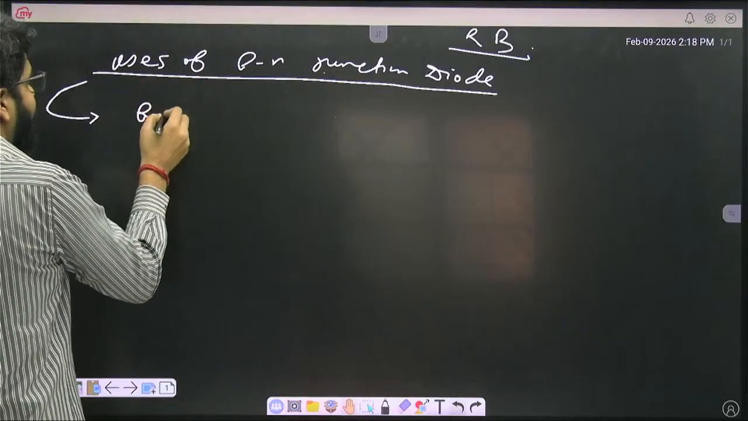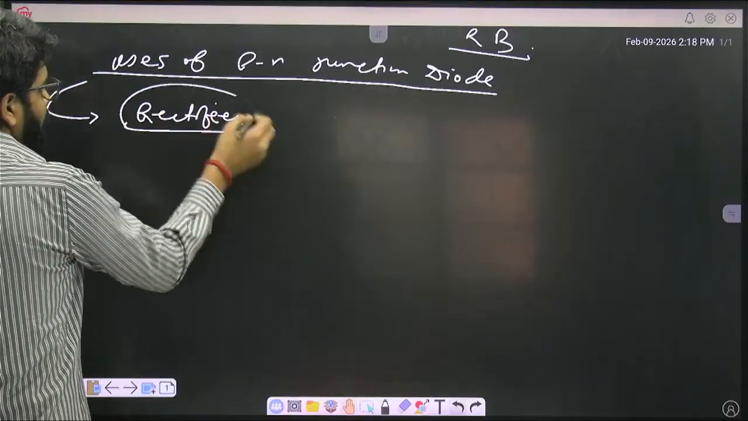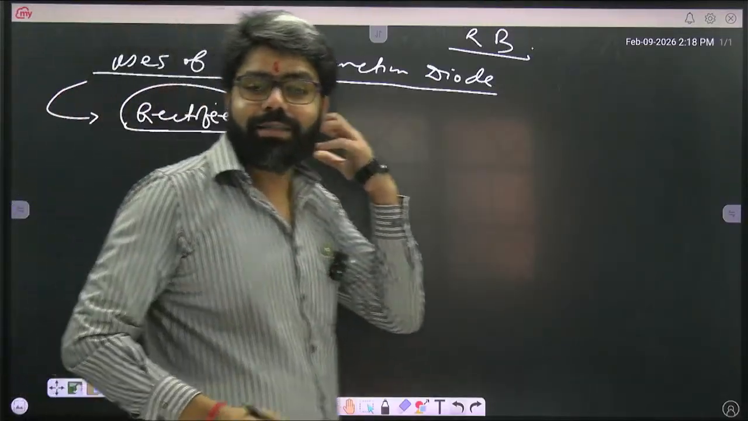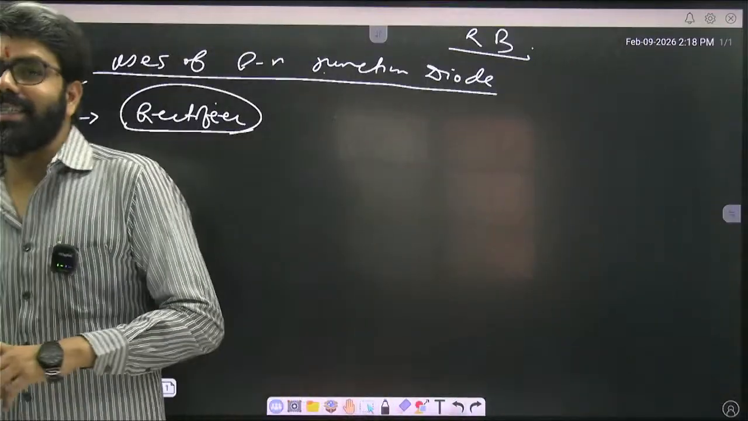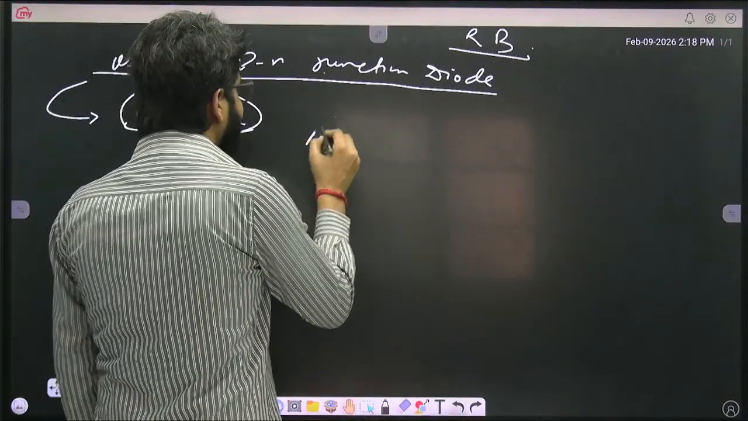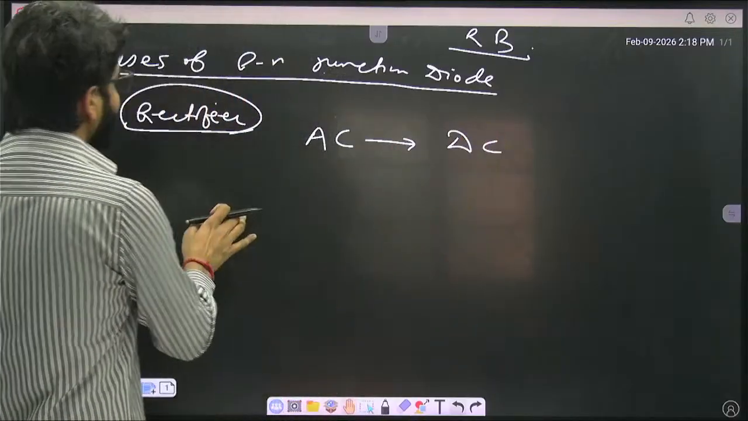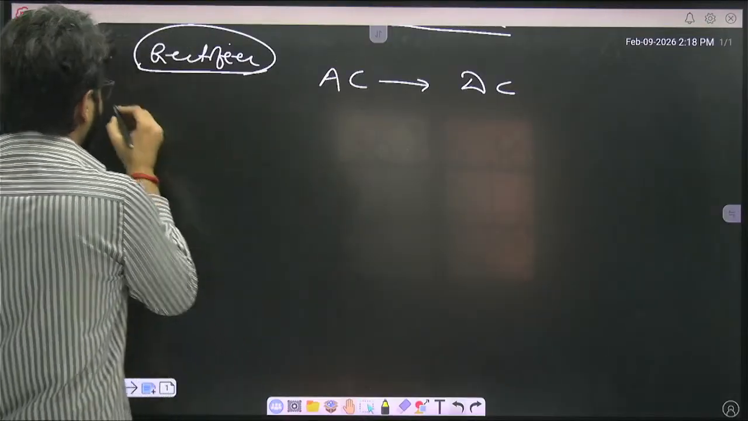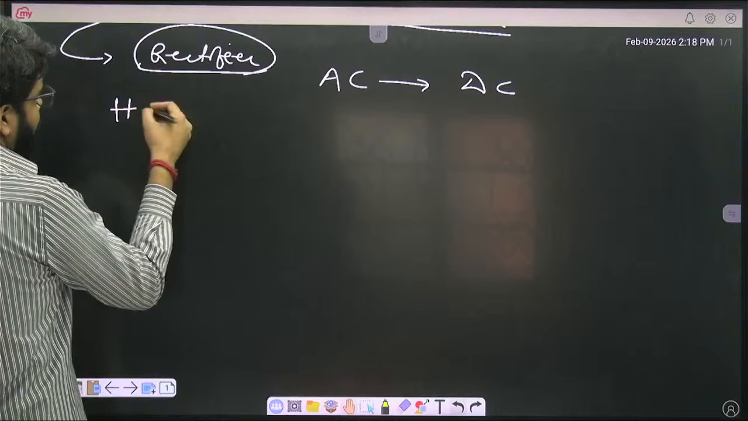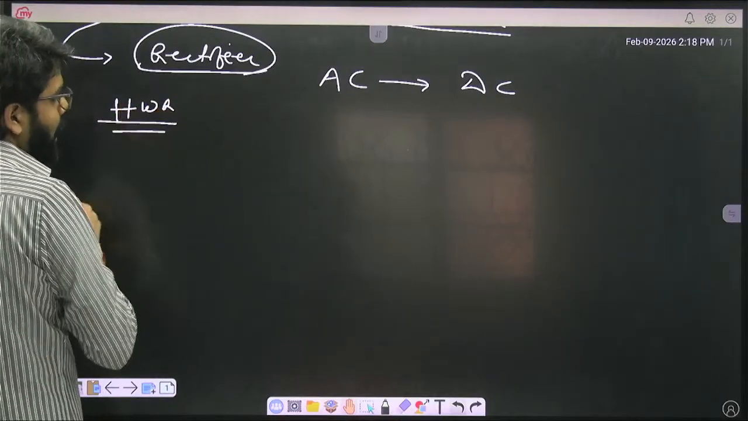Using a rectifier. What is this rectifier? A rectifier is a device, like a transformer, which converts AC into DC. That is, it converts AC current to DC. How are they used? That is, how do they operate? We have two types of rectifier. One is the HWR, that we call the half wave rectifier.